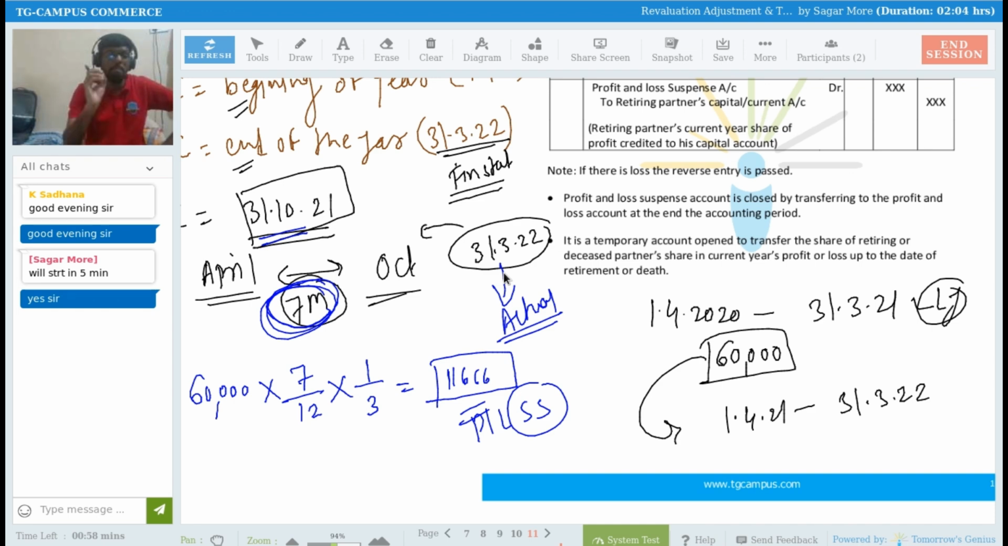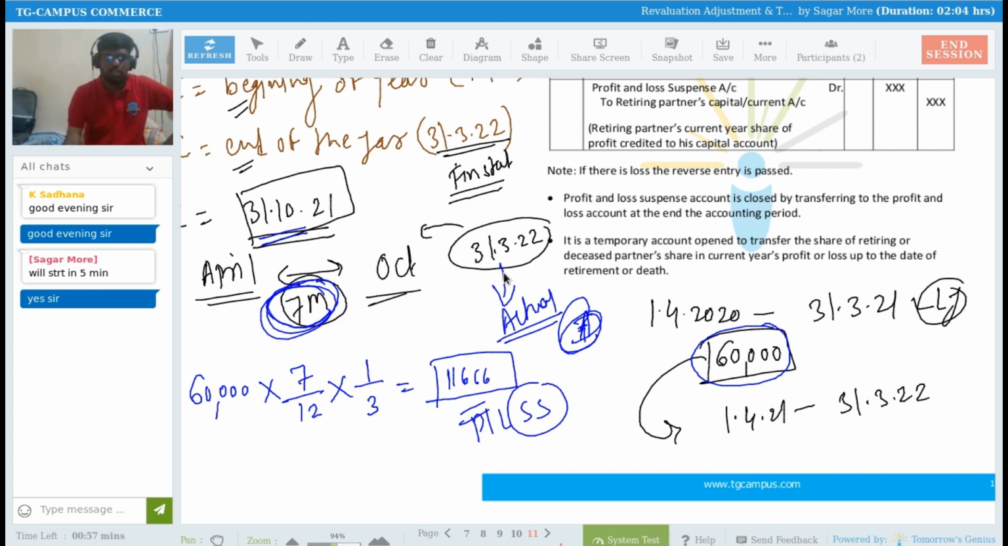That's it, right? And the basis on which we have to calculate profit will be provided to you in the question. If they are saying you have to consider last year's profit as the base profit for calculation of the share of the retiring partner, I will do that. Understood now? Yes, sir. Understood. Yes. Now, this is the first way to calculate the retiring partner's share.